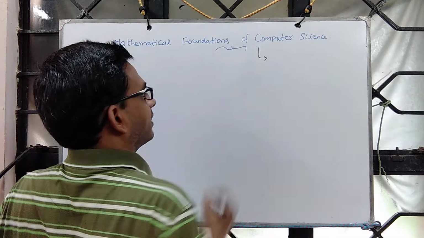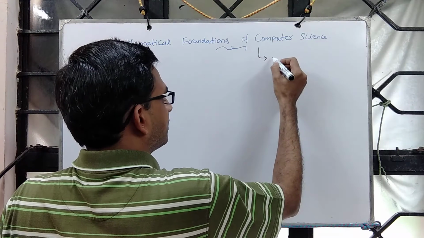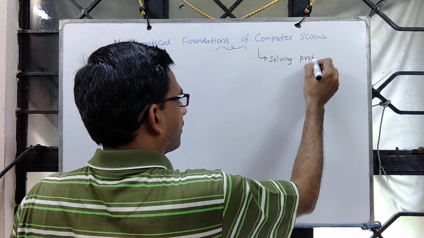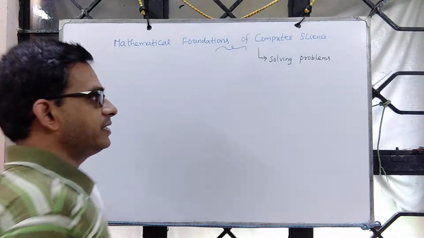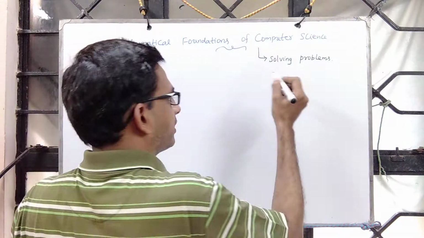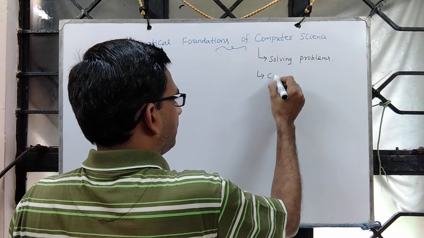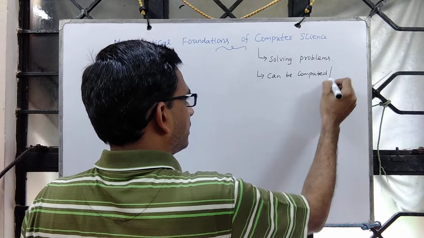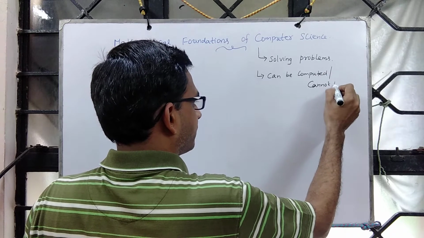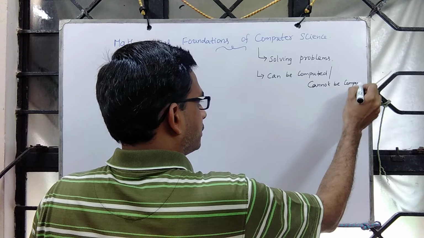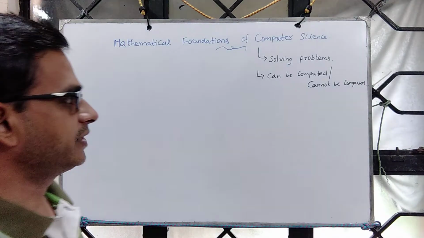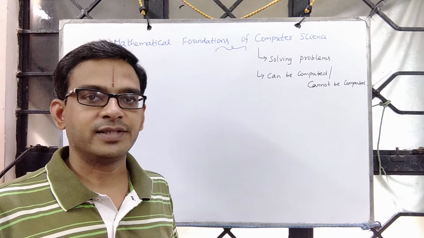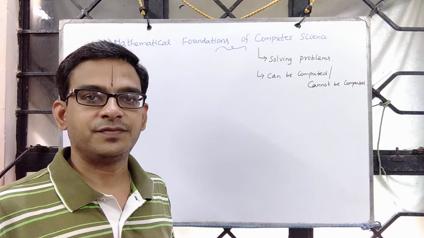Computer science as such, we are concerned with solving problems. The science in computer science investigates what can be computed and what cannot be computed, or what problems can be solved and what problems cannot be solved. So to talk about science in computer science, we need sophisticated mathematical tools and techniques to investigate this field further.